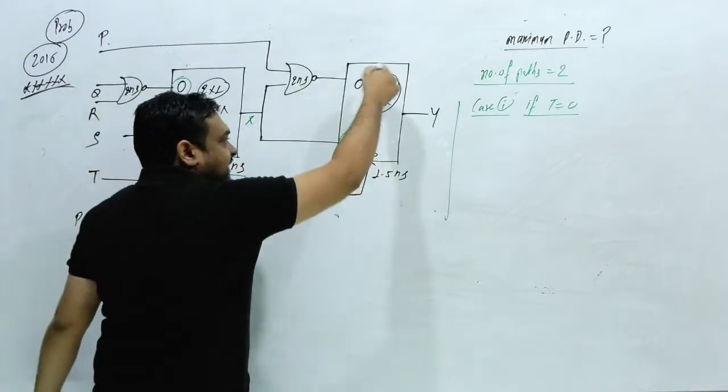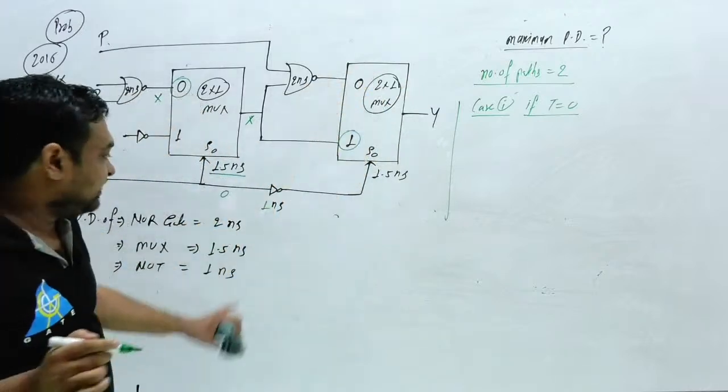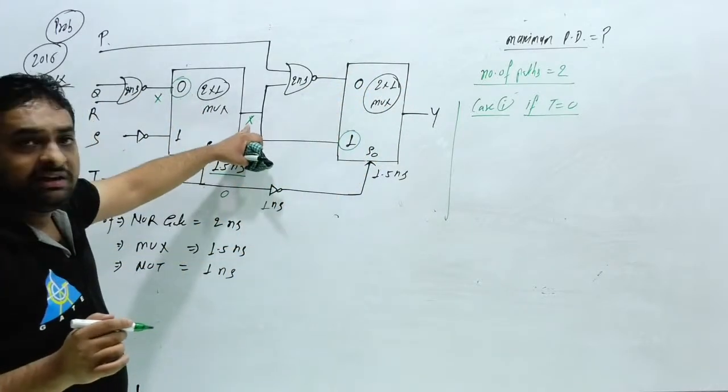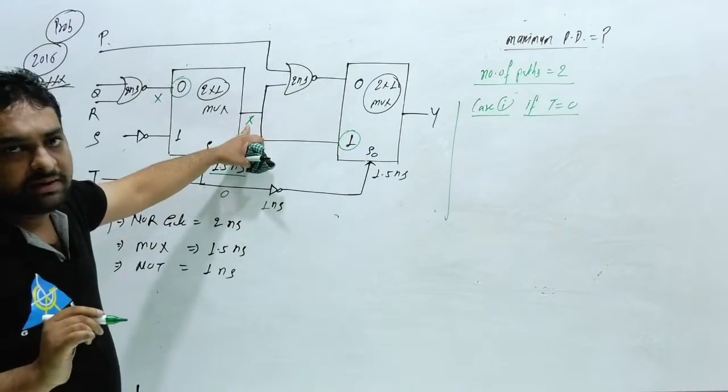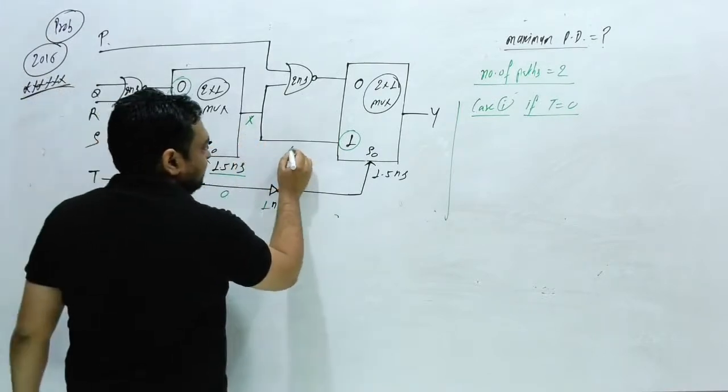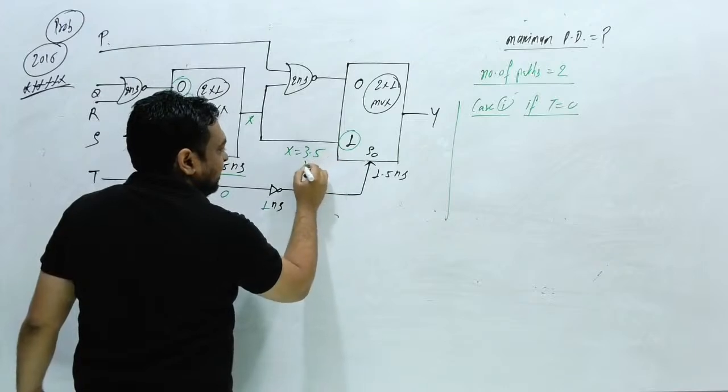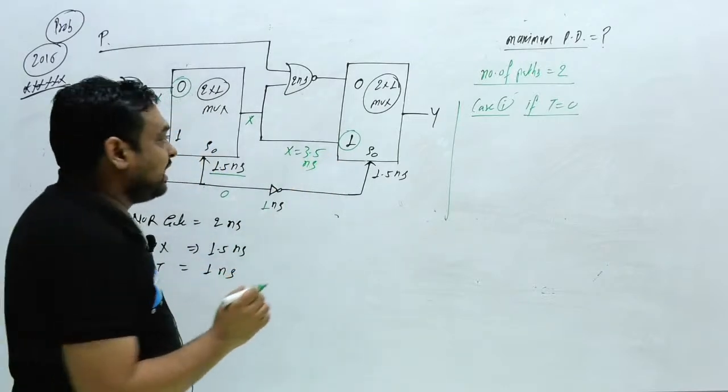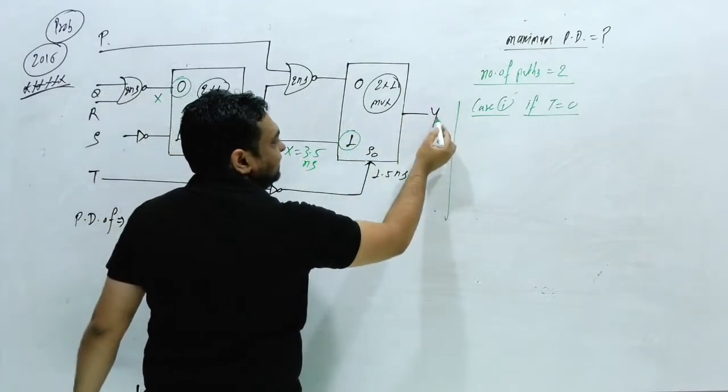So this second multiplexer will start to work after 1 nanosecond, and you are getting X here after 3.5 nanosecond. Yes. So this X you are getting here at 3.5 nanosecond. Clear? Now after this delay you will get Y.